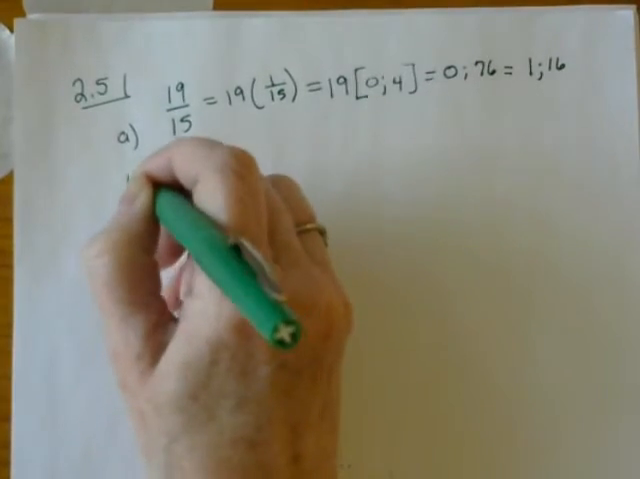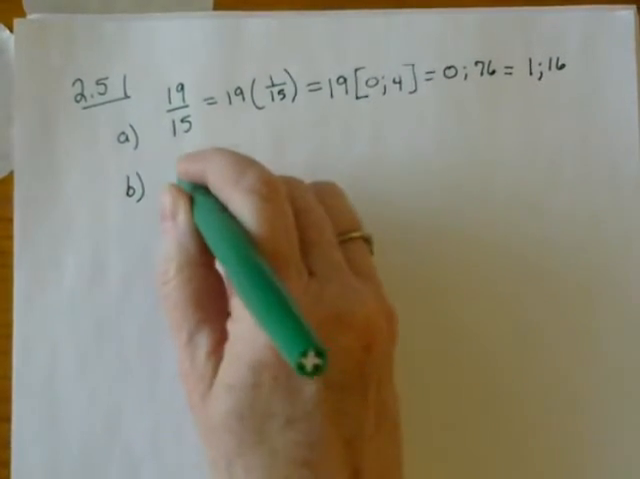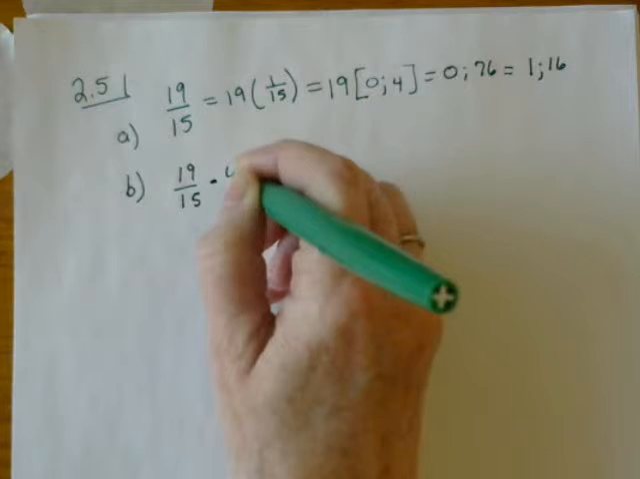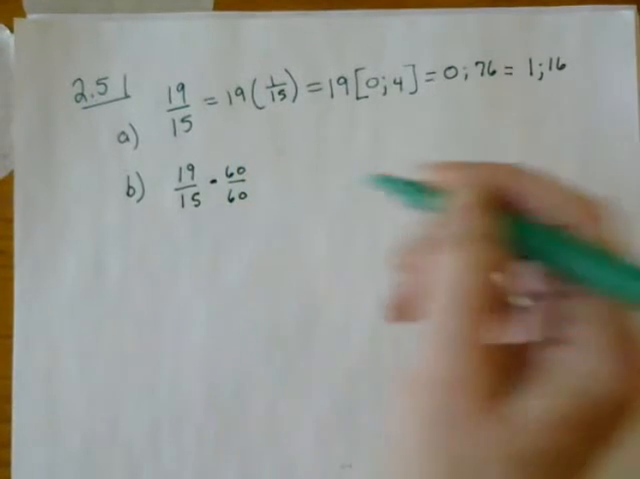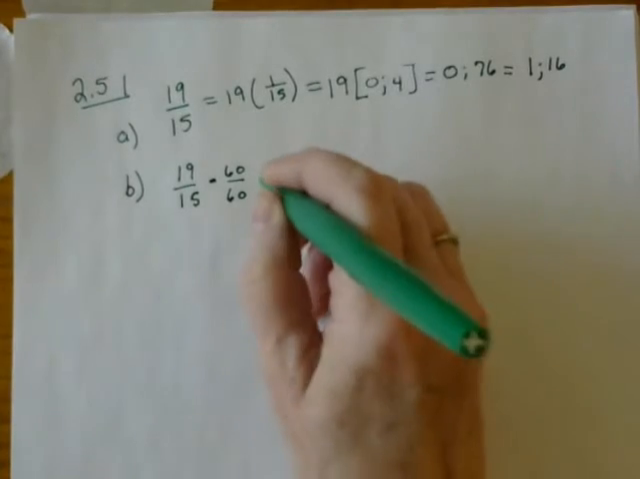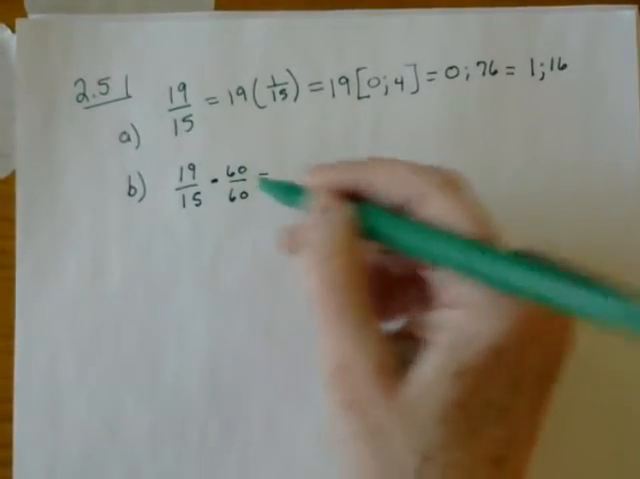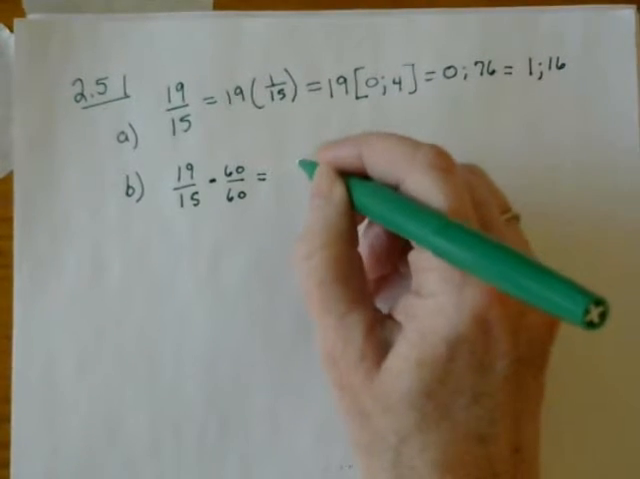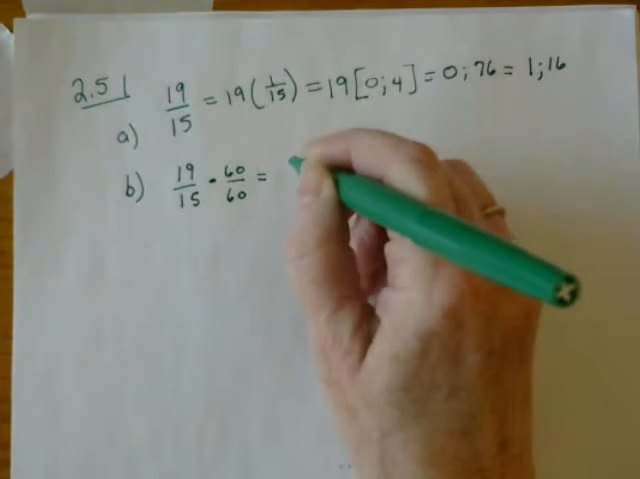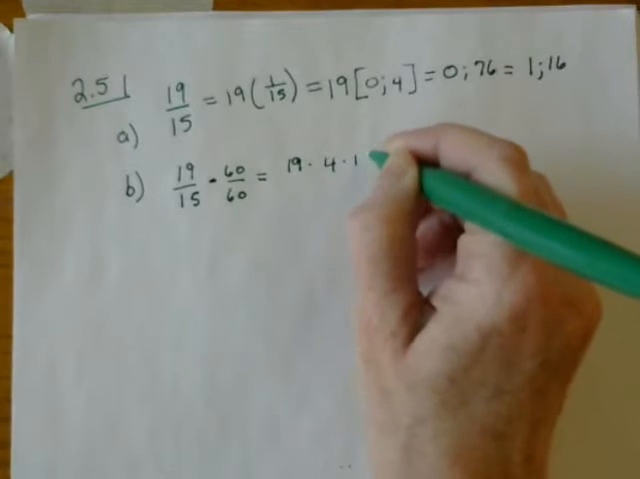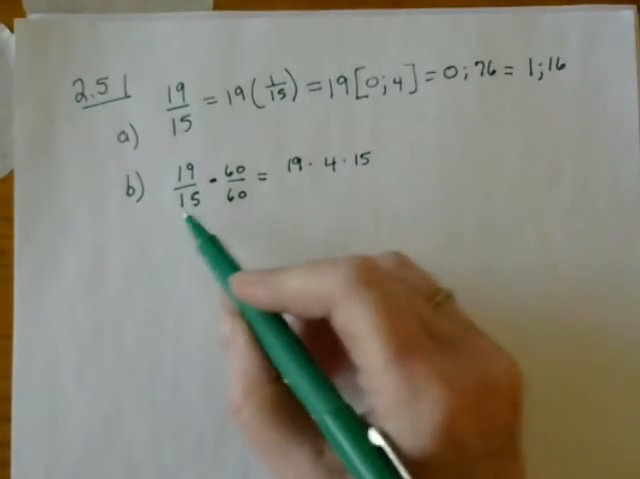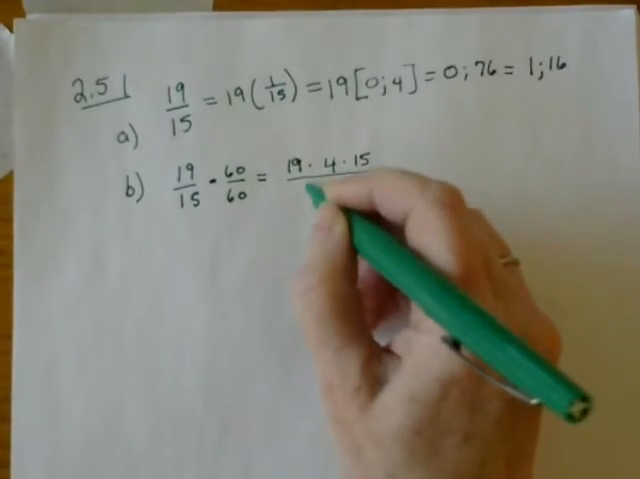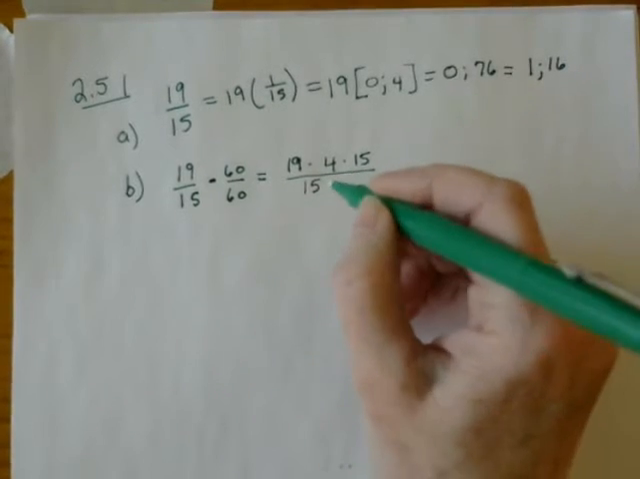So how does that compare to method B? Method B says we would take this same 19/15 and we would multiply both the numerator and the denominator by 60. So rather than go ahead and get large quantities here, I'm going to show you how to very quickly reduce this down. So this would be the same as 19 times 4 times 15. Now the reason I chose the 4 times 15 is because I know 15 will cancel with this denominator of 15 over here. And then we have 15 times 60 here.